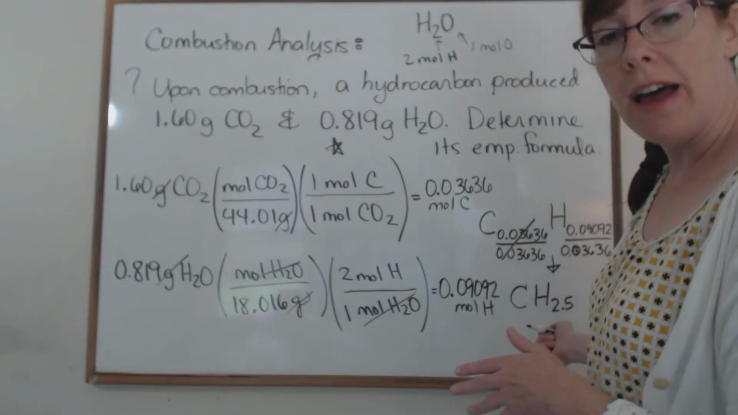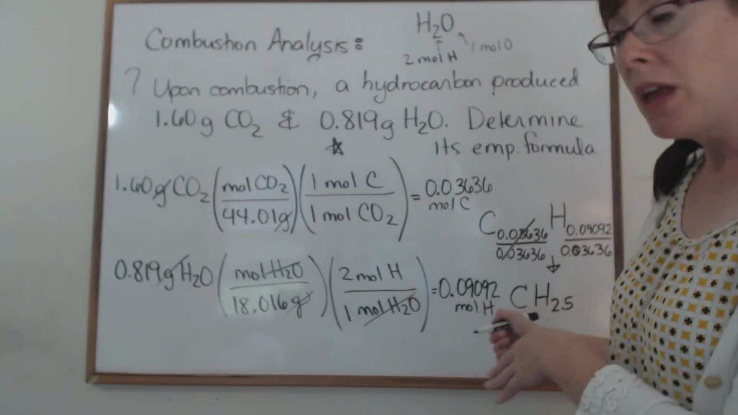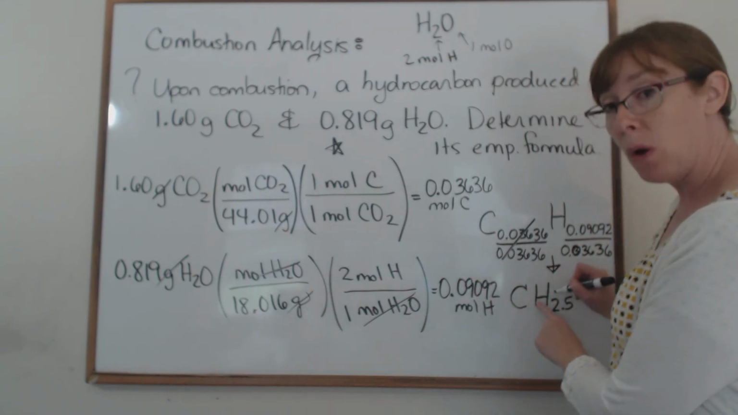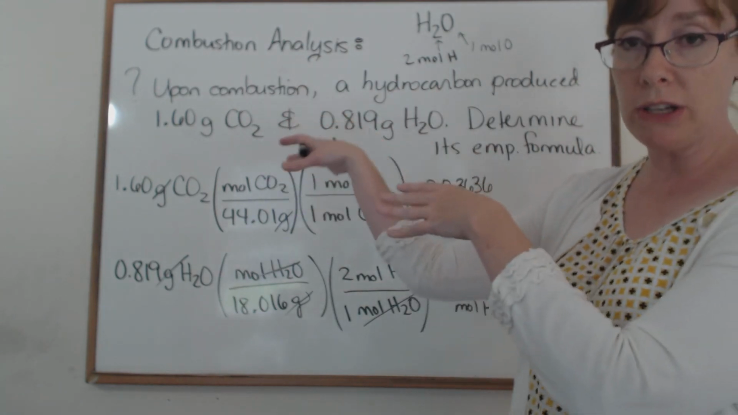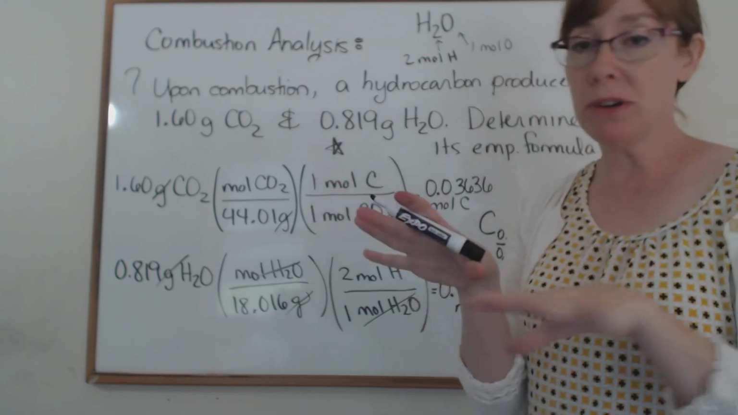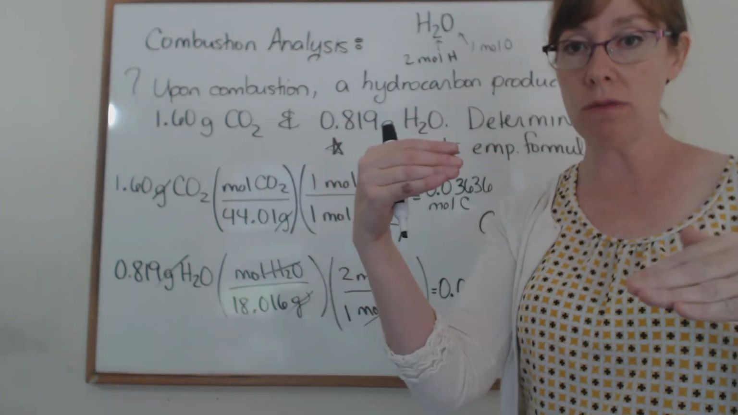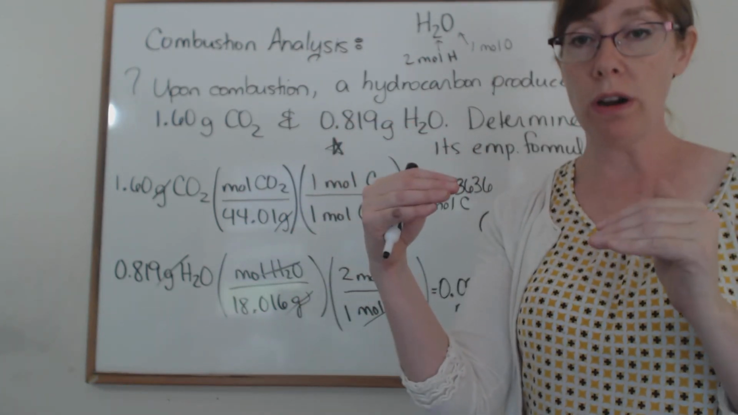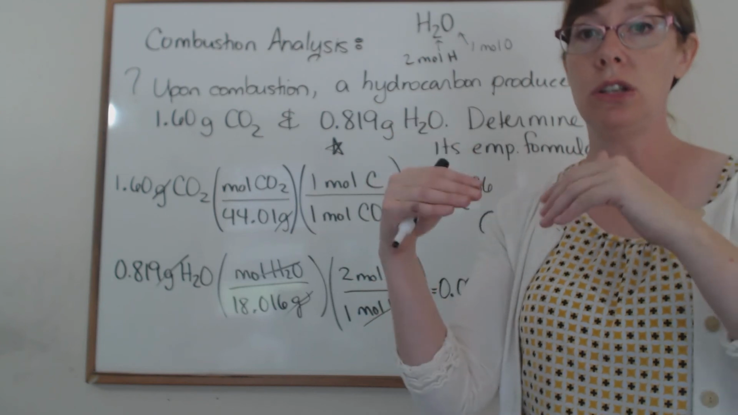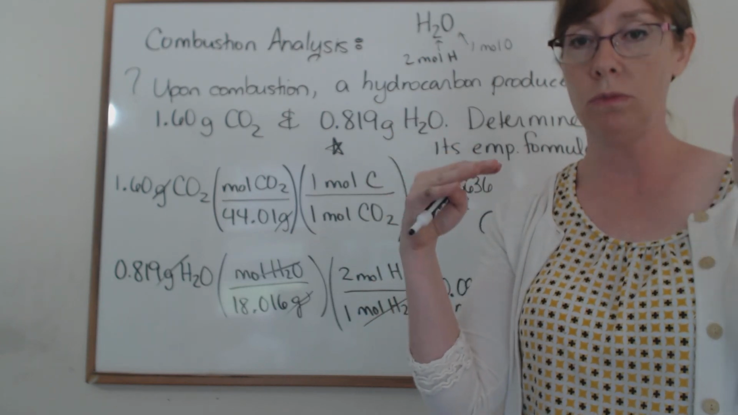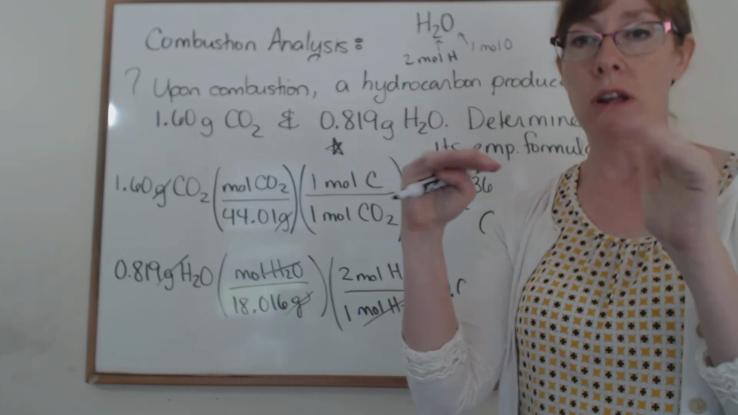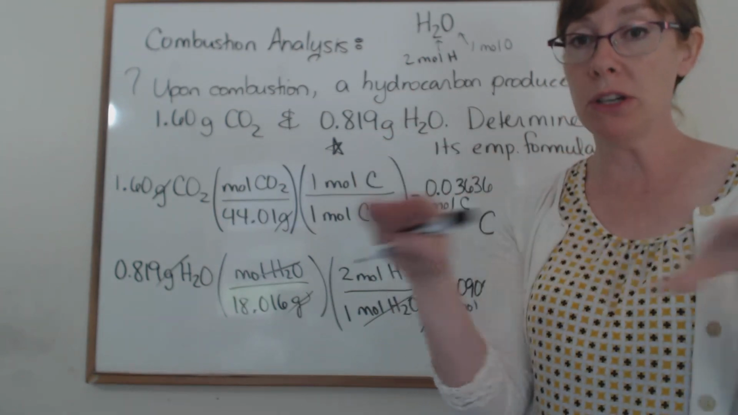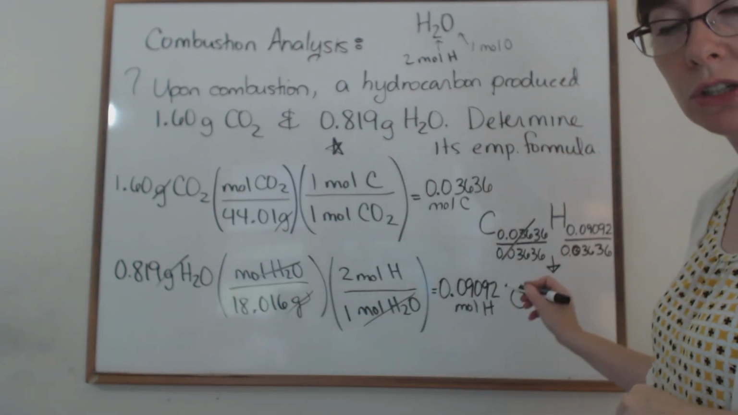But what you're going to find is that at this step, they're either going to be both whole numbers. So depending on the question, if they're both whole numbers, you're done. If you get like CH3 or CH4, if they're both whole numbers, you're done. You circle your answer, you finished.